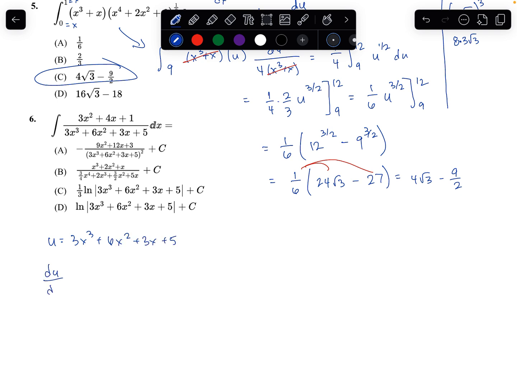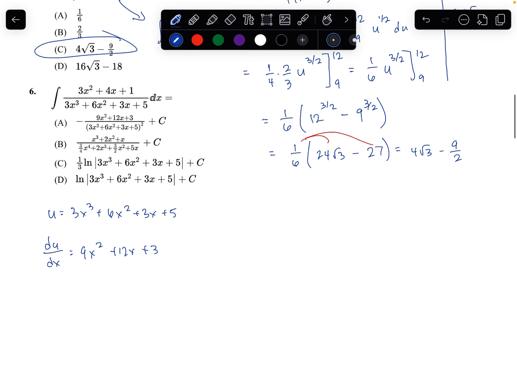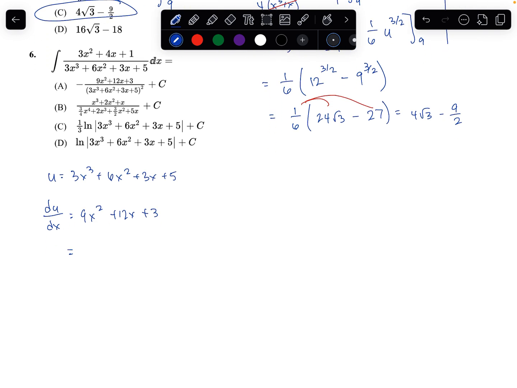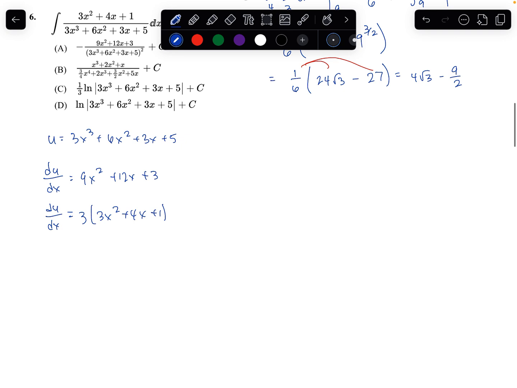And du dx, we're going to say, is equal to 9x squared plus 12x plus 3. And then I can factor that. I can factor out a 3, and that would be 3x squared plus 4x plus 1. And that right there is my numerator, which is good because I think I can get those to cancel if I solve for dx here. So if I solve for dx, dx is going to be equal to du all over 3x squared plus 4x plus 1.